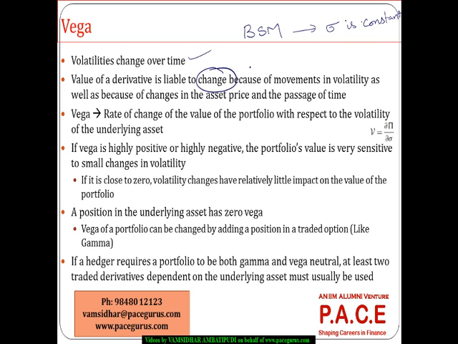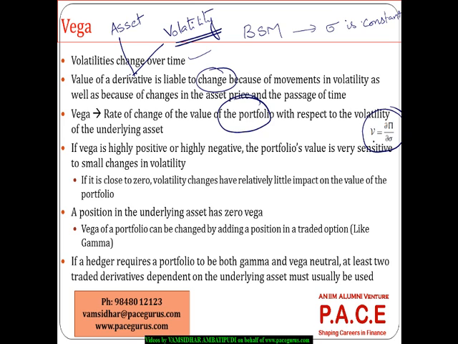So there are two important components in the change of the value of the derivative. One, because the underlying asset changes with time, and the other, because the underlying volatility changes with time. And how much the volatility is changing, and how much that change in volatility is impacting the value of my call option or the option portfolio, is what we call the vega of that particular asset or a portfolio of assets.